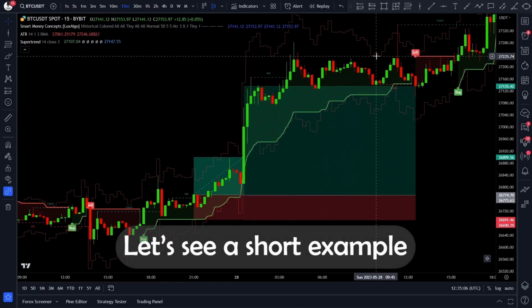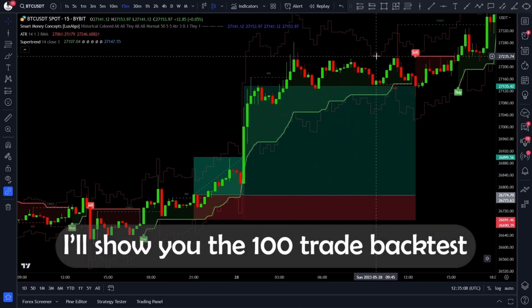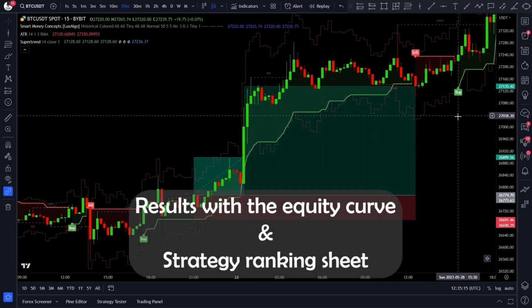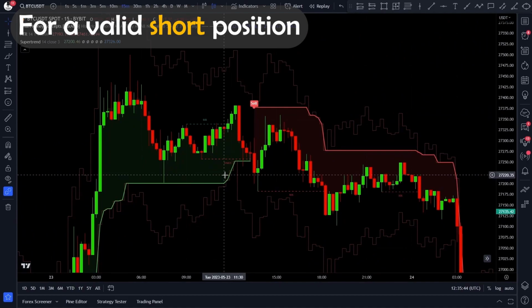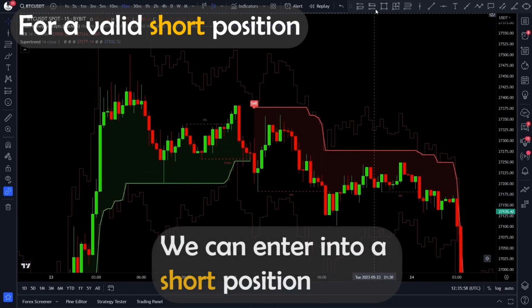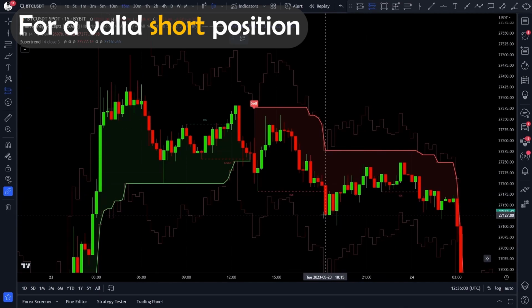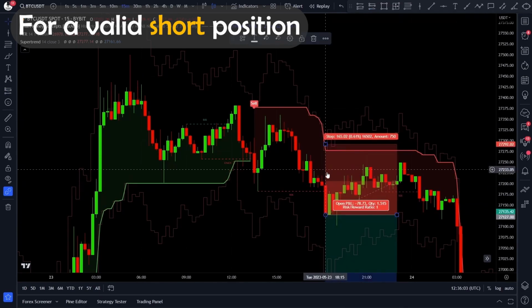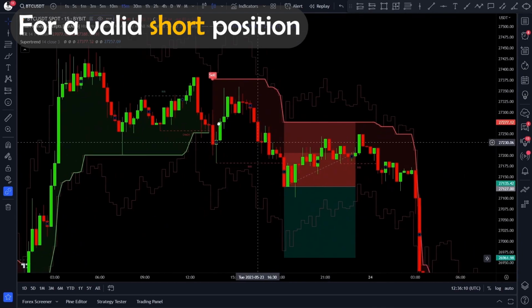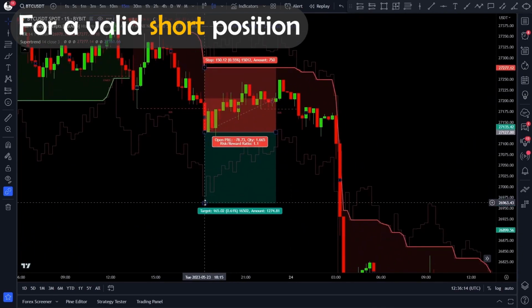Okay, now let's see a short example, then I will show you the 100 trade backtest, the results with the equity curve, and the strategy ranking sheet. For a valid short position, first we want to see a bearish change of character, followed by a bearish break of structure. Once the break of structure occurred, we can enter into a short position. Entry level will be placed at the signal candle, the stop loss at the upper NNFX ATR, and we will target a 1 to 1.5 risk to reward ratio.